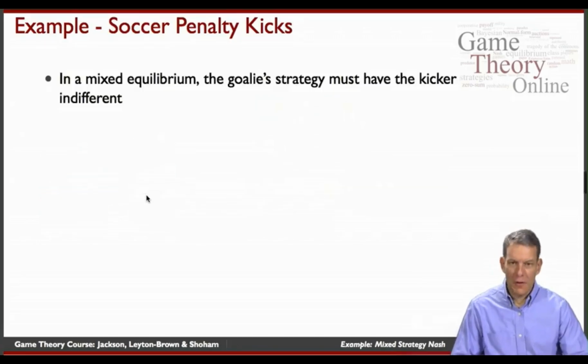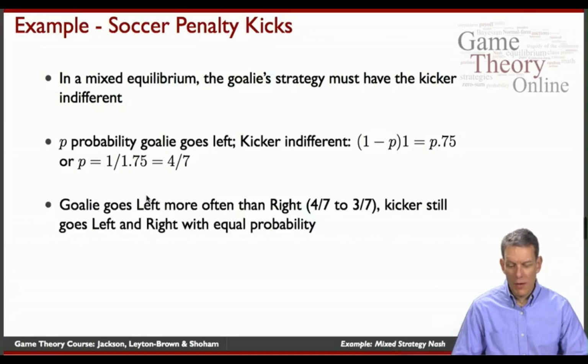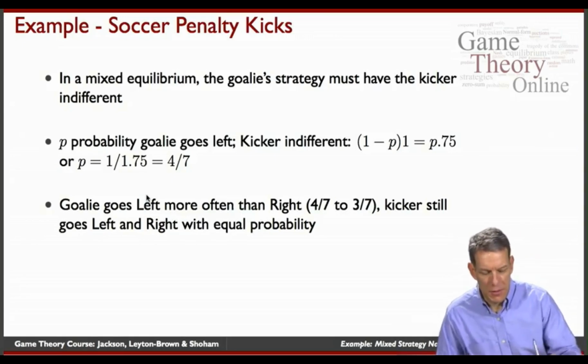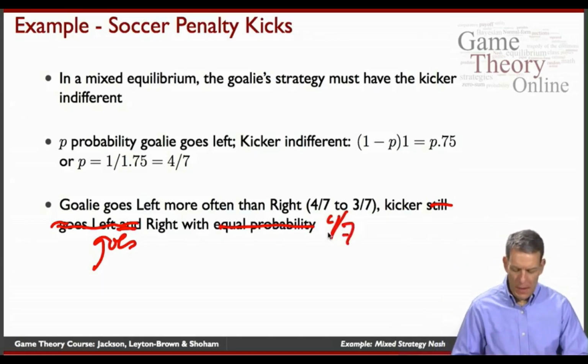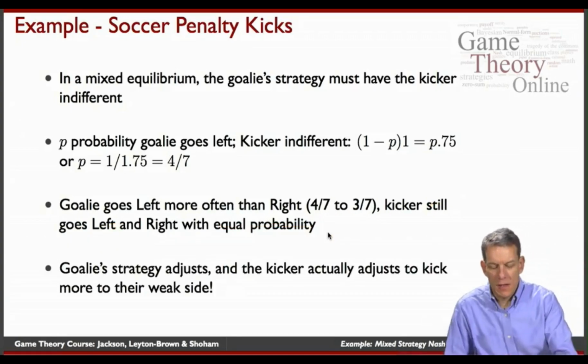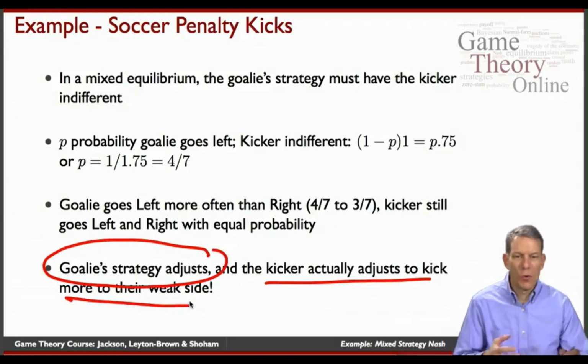So let's have a look just through the intuition here. Again, the goalie strategy must have the kicker indifferent. And so when we went through those payoffs, the goalie goes left more often than right. And the kicker actually, sorry, there's a typo here. The kicker actually goes right more frequently, right? Goes right with probability now 4/7. So they've increased their probability on that. And what we see is the goalie strategy is adjusting, but the kicker also adjusts to kicking more towards their weak side.